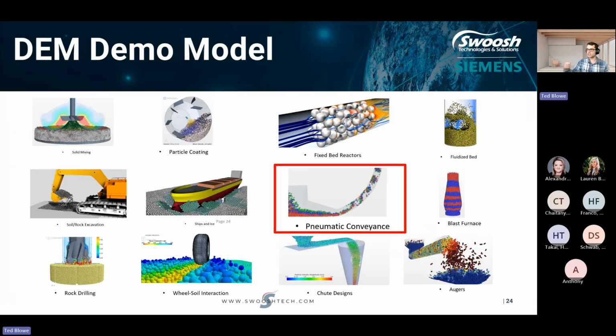Okay, third part of the presentation. We talked about the multi-phase capabilities and the DEM model within STAR-CCM+, but let's look at an example problem. Today we're going to look at pneumatic conveyance. I chose this example because the one-way versus two-way coupling has a very significant effect on this, and I just wanted to showcase this for you.